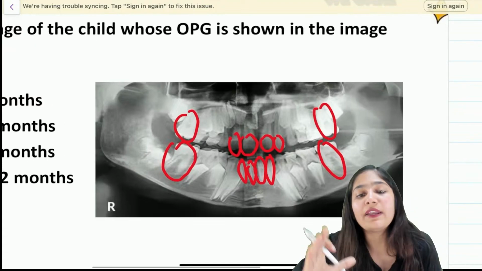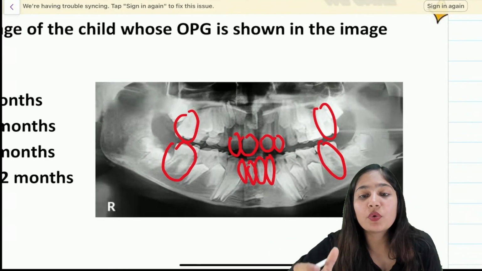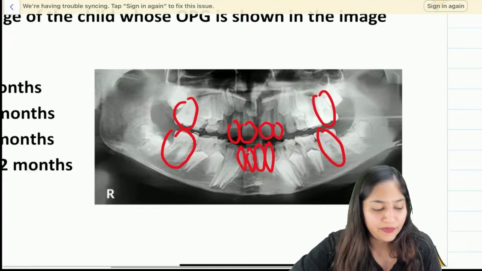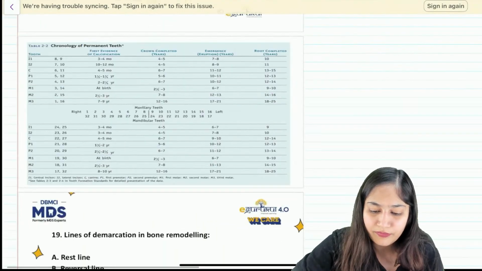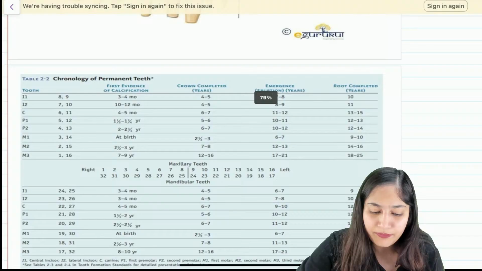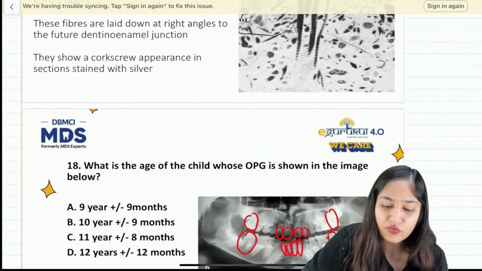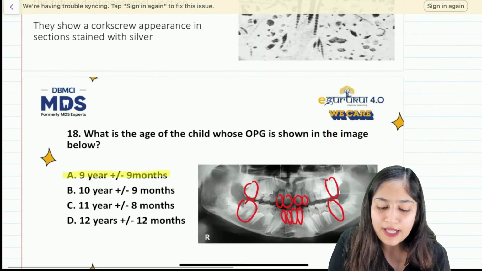Always remember, whenever such an image based question is asked, look out for the tooth which is the last tooth to erupt here. So here we have which tooth? Maxillary lateral incisors. So what is the eruption timing of maxillary lateral incisor? It is 9 years.